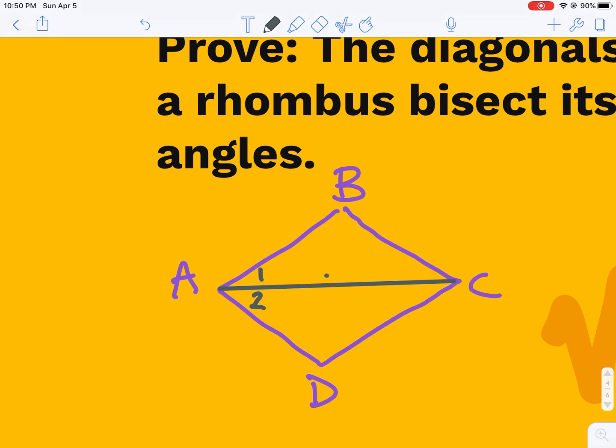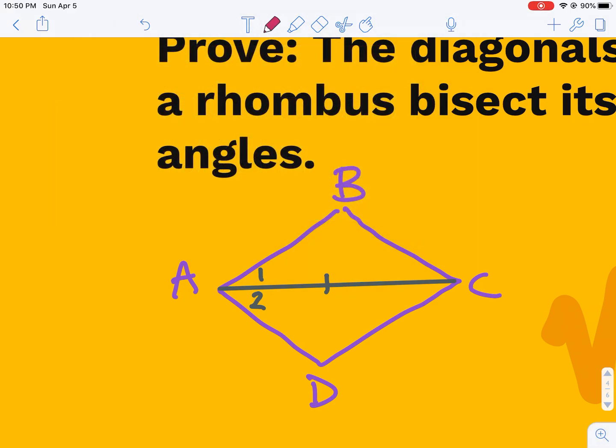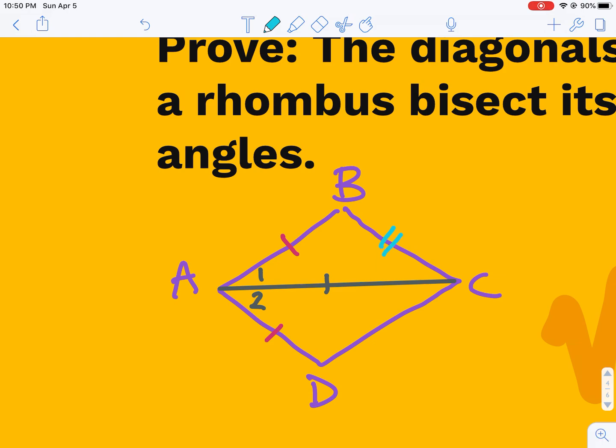I can get AC congruent to itself because of the reflexive property. I can get all of my sides congruent, and the pairs that I care about are AB and AD and BC and DC, so that my triangle is folding in. I can use side, side, side then to prove my triangle is congruent. Then I can use CPCTC to prove angle 1 congruent to angle 2. And then because those angles are congruent, AC has to be a bisector.